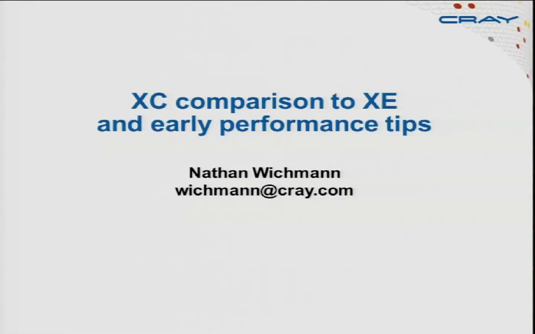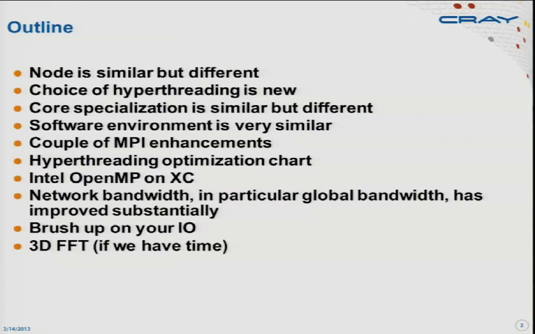So this is the XC to XE comparison and early performance tips. I'm guessing that maybe not all of you, but at least some of you have been working on Rosa. So I'm going to compare and contrast, and I have a processor bake-off that we'll step through. Pretty dense slide, but hopefully it'll be a good slide to reference, and you can tell when you are running at different speeds and why.